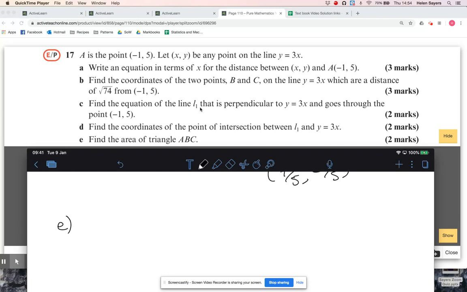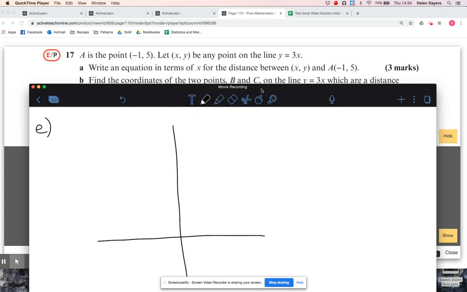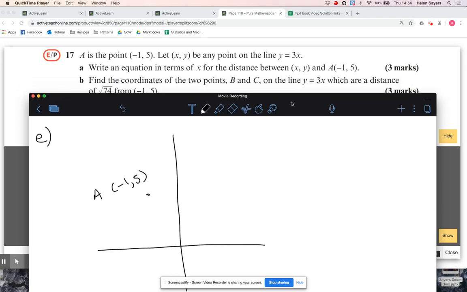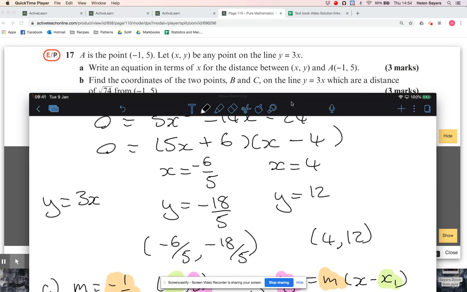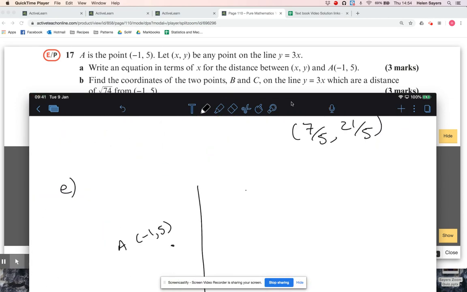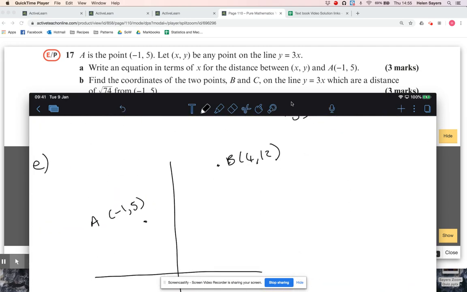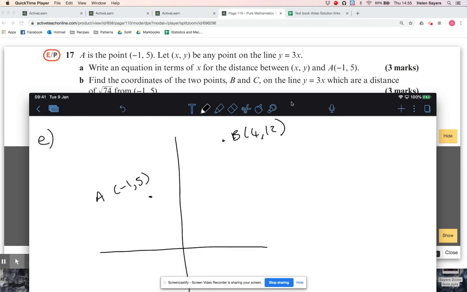Okay, well, let's just start drawing it out. So A was at -1, 5. So let's put that about there. B and C were my answers to part B. So let's find those. So 4, 12 can go sort of up there somewhere. Doesn't matter which one's B and which one's C, so let's call that one B. And was it -6 over 5 and -18 over 5? So -6 over 5 would be good to go back there.